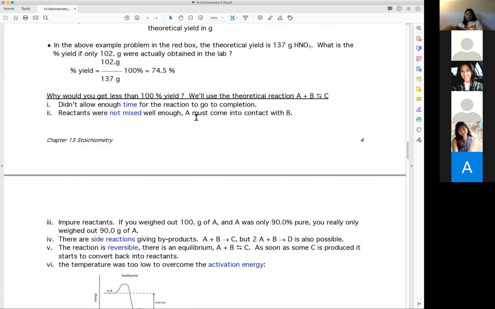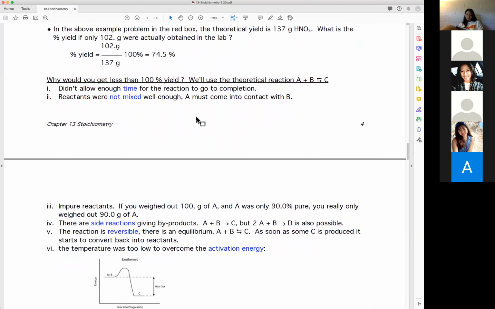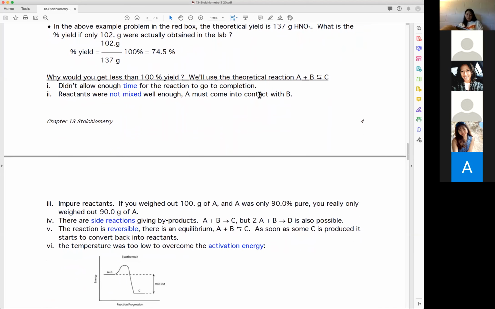So why would you get less than 100% yield? So one is you didn't allow enough time for the reaction to go to completion. And I see that quite often. I used to teach organic chemistry labs, and students like, well, if we hurry up and get out of here, I can get out in the water and go surfing. So they're rushing everything, and they don't allow time for the reaction to go to completion.